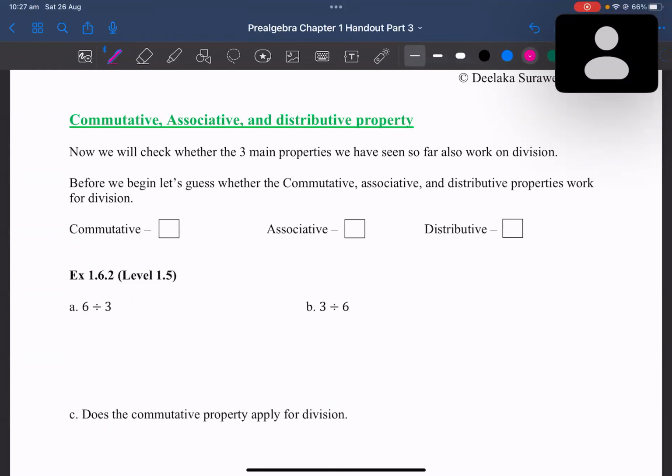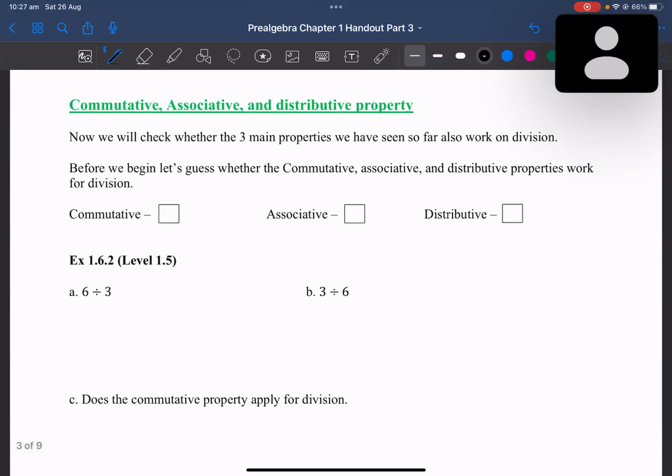Do you remember what they were again? Isn't commutative the one where you just switch it over? Yeah, if you switch them around, the answer doesn't change. So for this one, is it commutative? For example, 6 divided by 3 and 3 divided by 6. If it's commutative, it doesn't change, which it shouldn't be, right? Because 8 divided by 4 is not the same as 4 divided by 8. So the answer to this one is no.